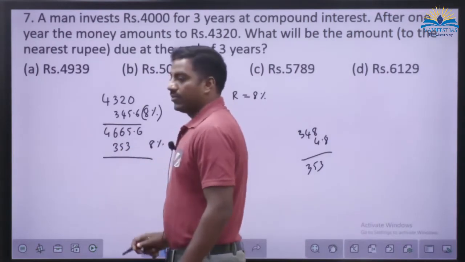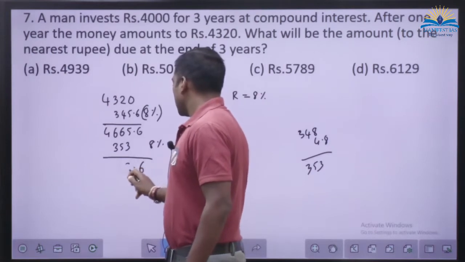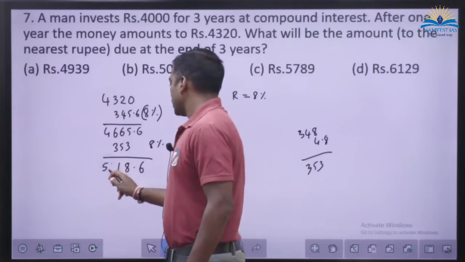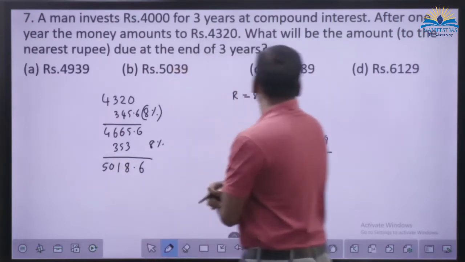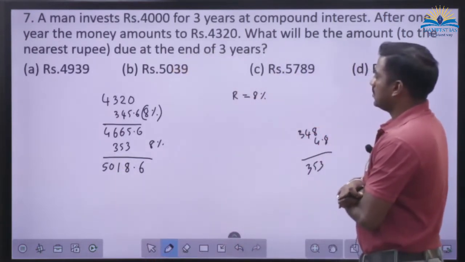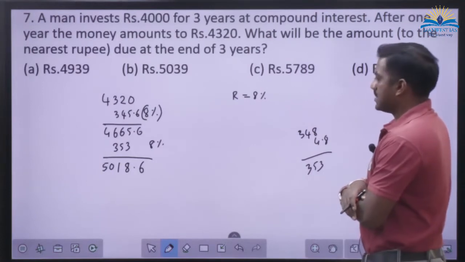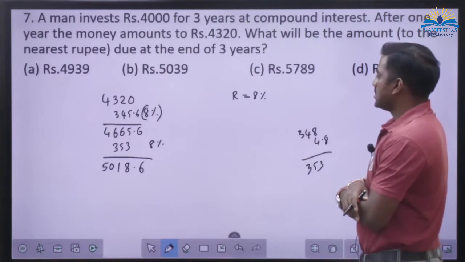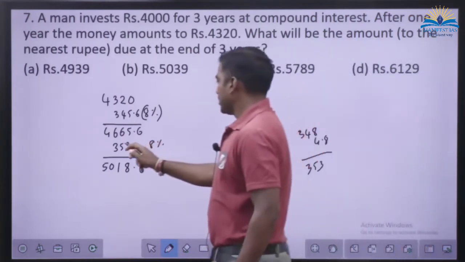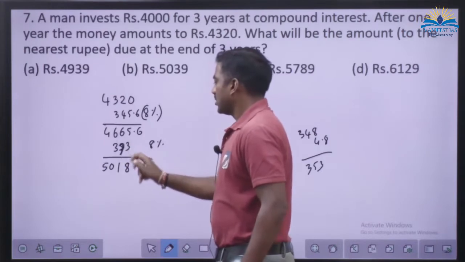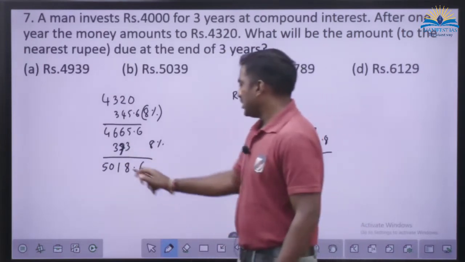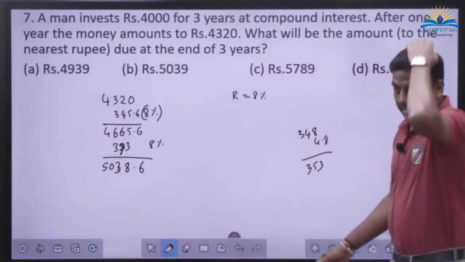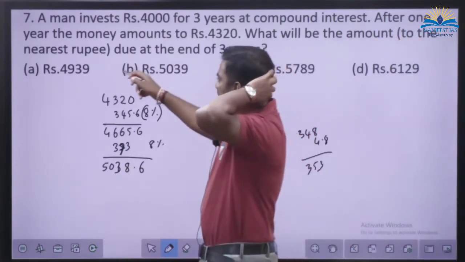Roughly, okay? So 6, 8, 11. So 5,038. Or did I make any mistake? Okay, this should be 73, 373. So then that would become close to 5,038. So the answer is 5,039.